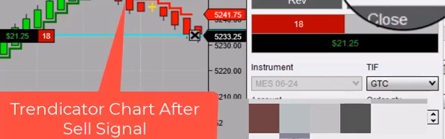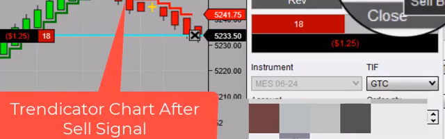Alright, so here's an example of how you can scale in and out of your trades. I scaled into 18 contracts of the MES, that's the micro E-mini contract, and then back out of the trade as I approached a profit target.